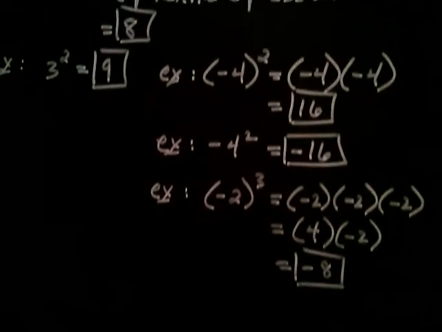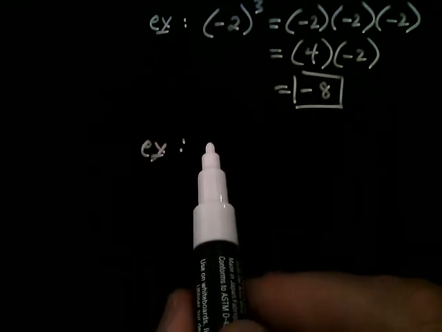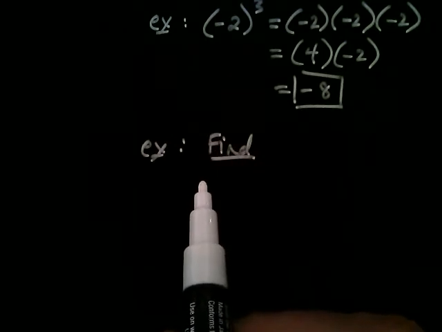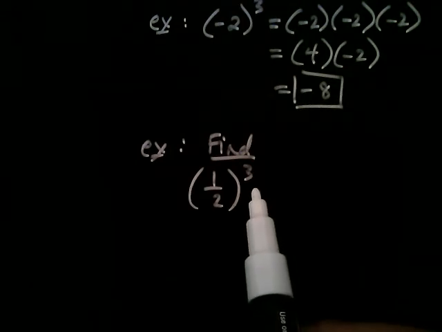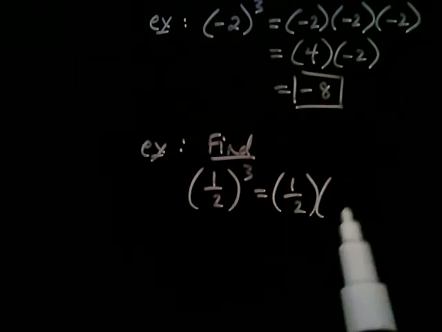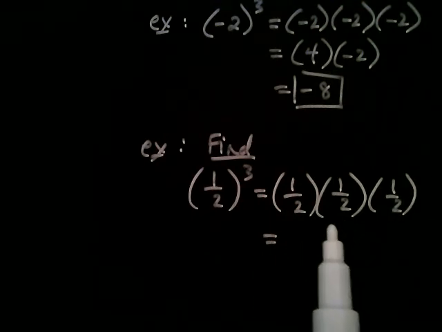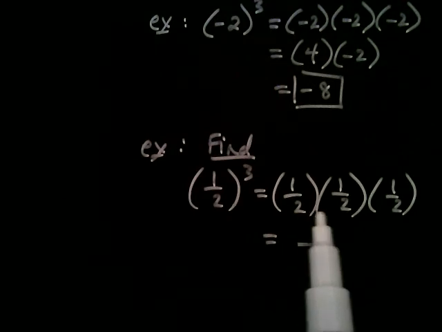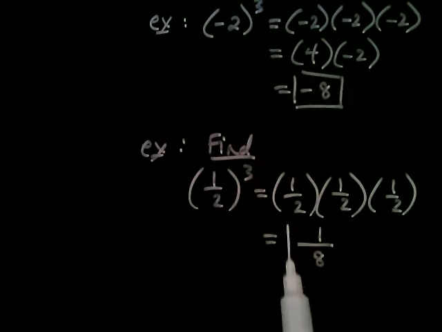Now, it's also possible that our base has a fraction, or is a fraction. So for example, I could be asked to find 1/2 to the third power. And what does that mean? Well, that tells me take 1/2 and multiply it by itself 3 times. So that's 1/2 times 1/2 times 1/2. And then now I multiply fractions the way we talked about. Because there's no cancellation, we multiply straight across, and I get 1. And then I multiply the denominator straight across, and I get 8. So 1/2 cubed, or 1/2 raised to the third power, is 1/8.